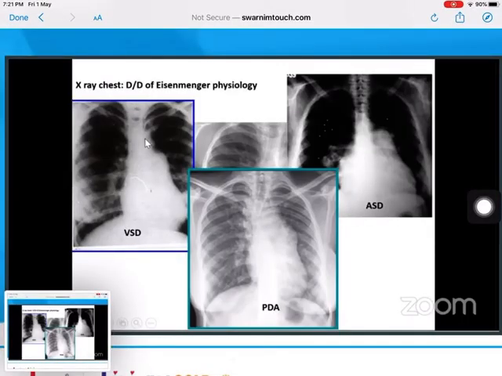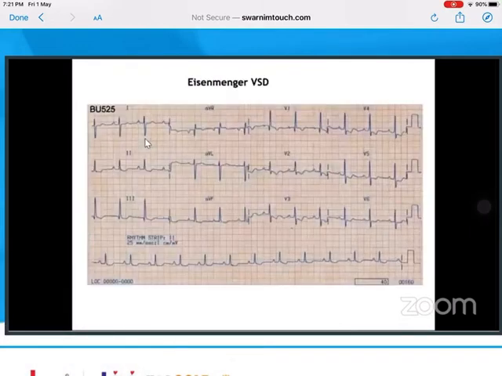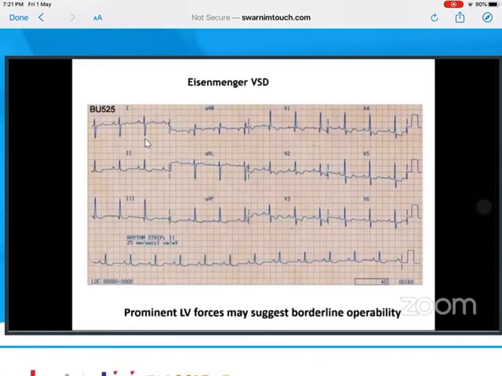So you can differentiate to some extent by X-ray chest, but of course, it doesn't have very good sensitivity. ECG typically will show whatever the lesion may be, right axis deviation, right ventricular hypertrophy. However, if there are prominent LV forces, especially if the patient is clinically not blue, I think you must not make them Eisenmenger syndrome. You must think about whether this patient may still be operable, and therefore you may have to go on for further tests like cardiac catheterization, etc.